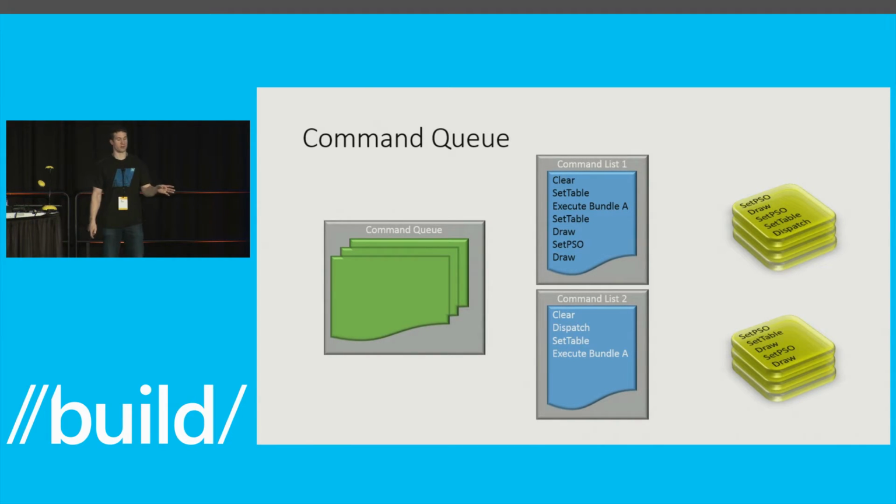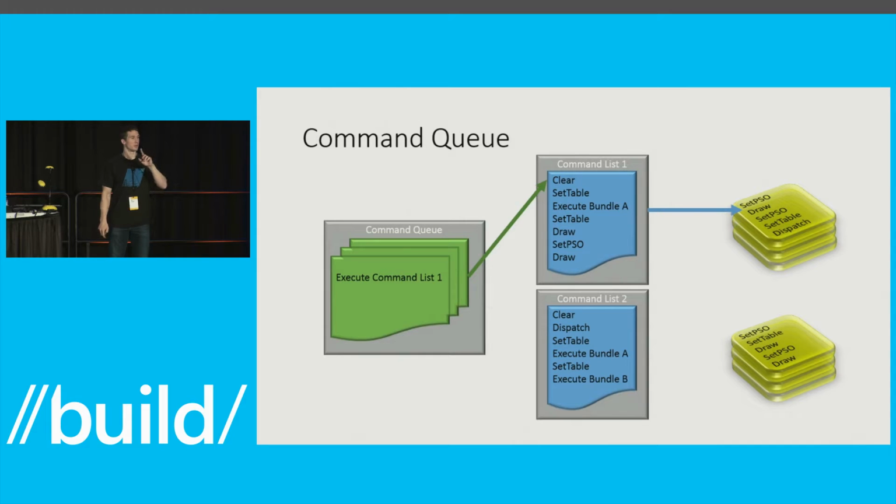CPU on thread 1 submits command list 1 to the command queue. The GPU wakes up and pulls it off to start executing commands. Now the CPU is generating command list 2, while the GPU is executing commands on command list 1. And you can see the bundle and the control flow there as well.